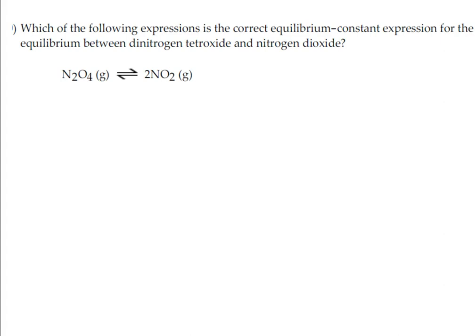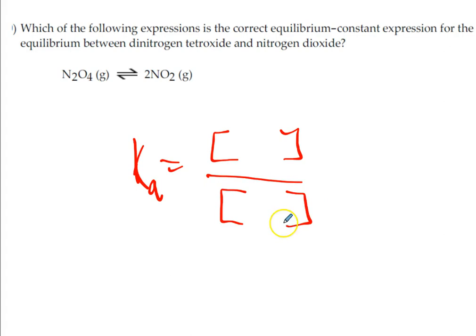Okay. This is the last question. Which of the following expressions is the correct equilibrium constant expression for the equilibrium between dinitrogen tetroxide and nitrogen dioxide? It's just saying Ka equals something over something, and then it will have it the wrong way, and I'm sure it will have it where it doesn't have the 2 also. This would be the correct one.